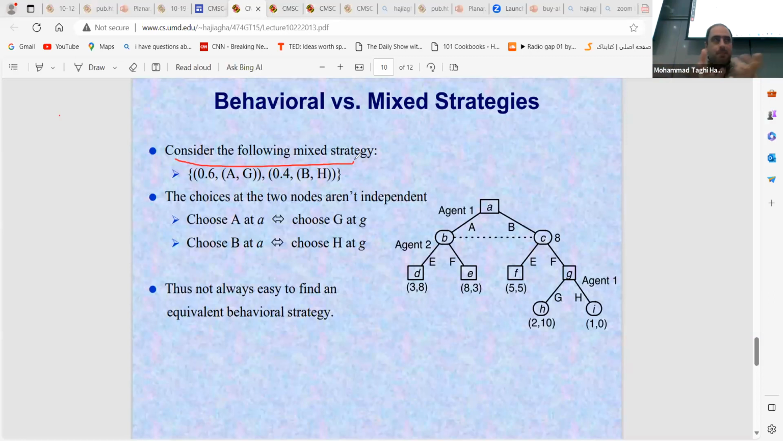And as I mentioned, this always happens. It means that some non-trivial things happen generally. So consider this mixed strategy. In the mixed strategy, I will say AG, I will take it with chance 0.6. And BH, I will take it with probability 0.4. All other cases, in particular, for example, AH as well as BG, both of them would essentially have probability 0.